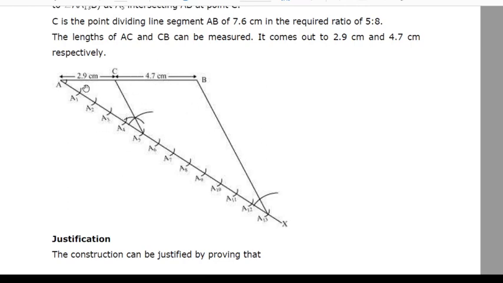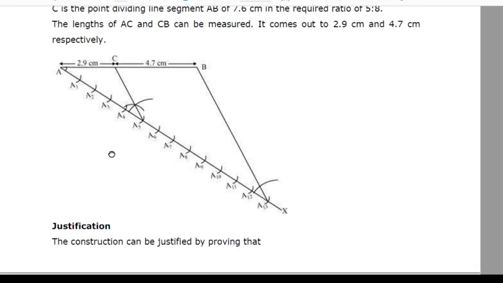The basic proportionality theorem you have read very well. Here you see the ratio is 5 to 8. It means AC upon BC is 5 is to 8. Similarly, A5 upon A5 to A13 is 5 is to 8, because these are 5 equal parts and these are 8 equal parts. So this ratio and this ratio are equal. You know that these sides are parallel. That's why we can use the proportionality theorem here.